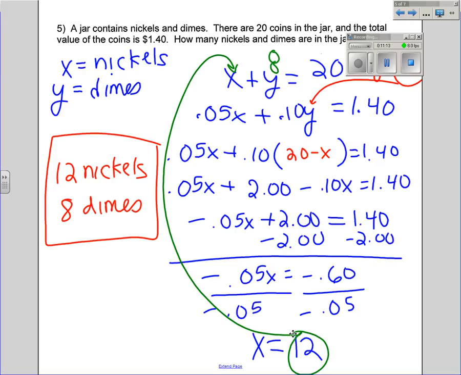And 12 nickels in this case is going to give you 60 cents. 8 dimes gives you 80 cents, and 60 plus 80 is the $1.40 that we have to come out to.